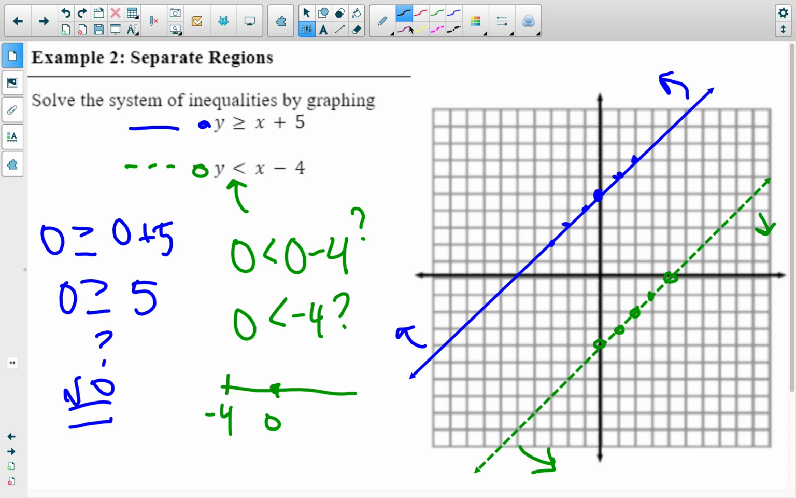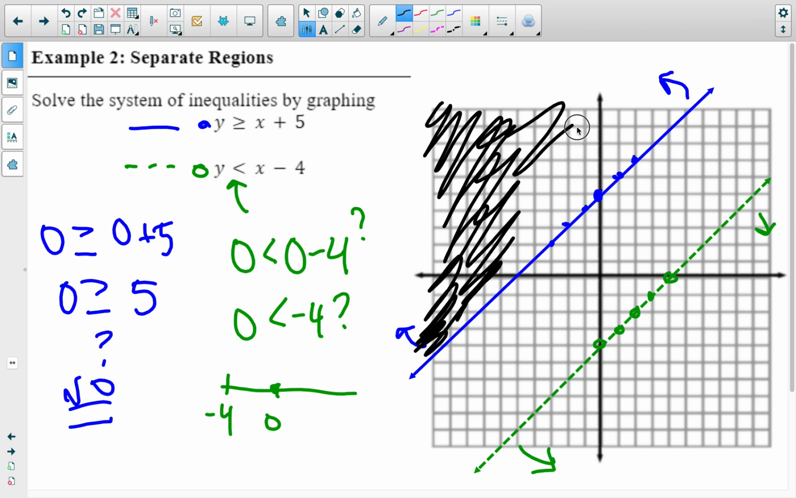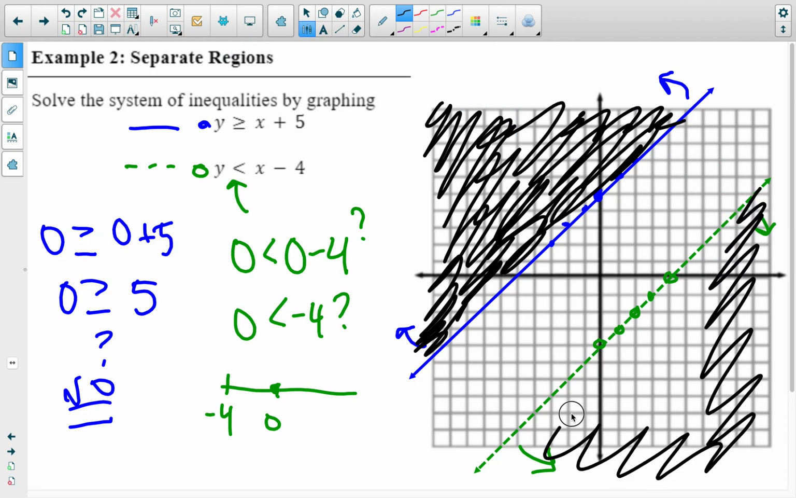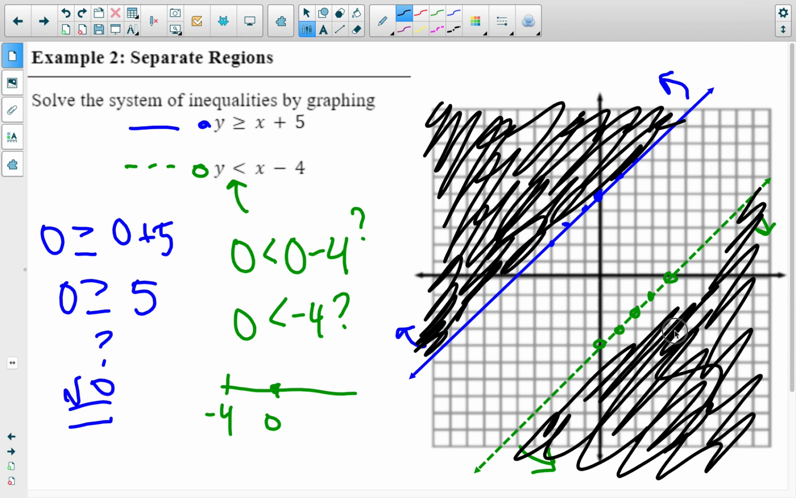So all that means is that the solution, we would shade like this, okay, but because there's no overlapping, this is actually going to have no solution. Okay, so it's kind of a trick question. There are no ordered pairs that satisfy both, but this is what the graph would look like. Okay, so it kind of goes hand in hand.